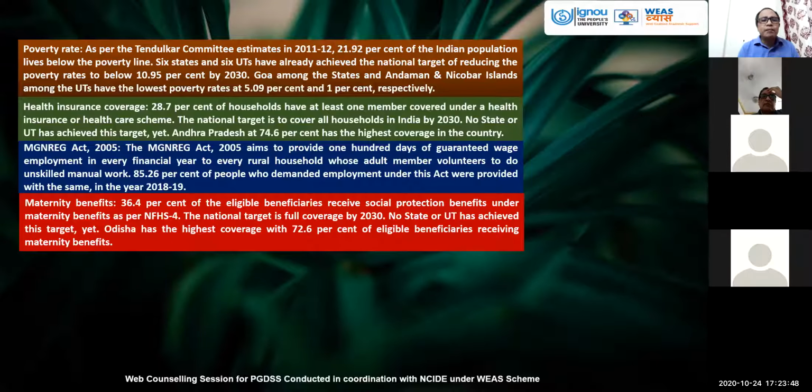Then if we look into ending poverty, we should not neglect the role of women. During the maternity period, women will not be able to work. So we have a scheme of maternity benefits. Under that scheme, 36.4% of eligible beneficiaries receive social protection under maternity benefits. The national target is full coverage by 2030. This also, as you know, we are not able to achieve yet. I'm sure the country will be able to achieve it. In this context, every individual should play an important role, as we discussed last time when we talked about equity and equality.